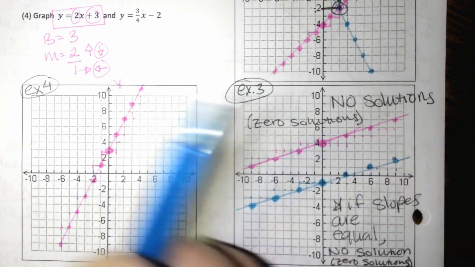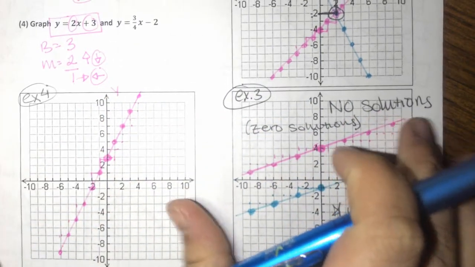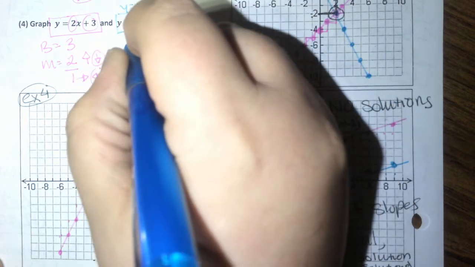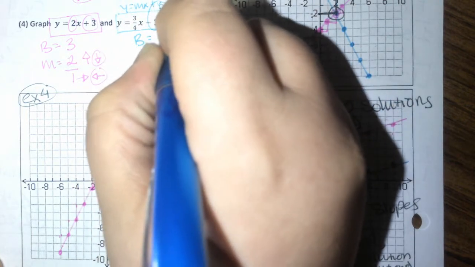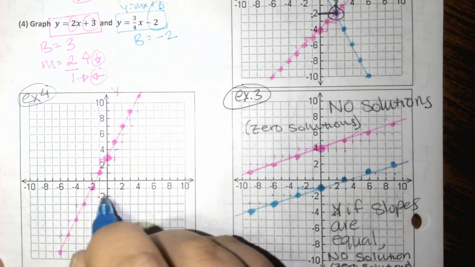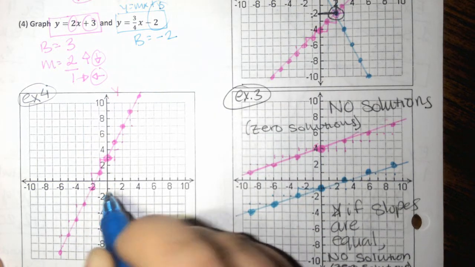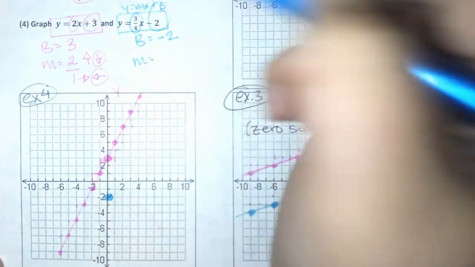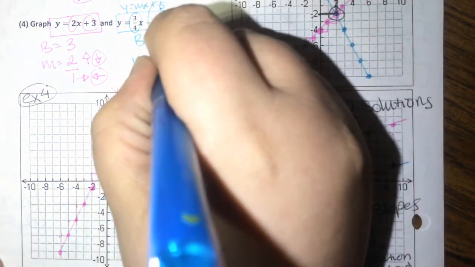Now I'm ready to graph the second equation in my system of linear equations. Because this is a linear equation, it looks like y equals mx plus b. So the beginning point, or the y-intercept, is -2. So on the y-axis, we find -2. The slope is the number in front of x, which is 3 over 4.